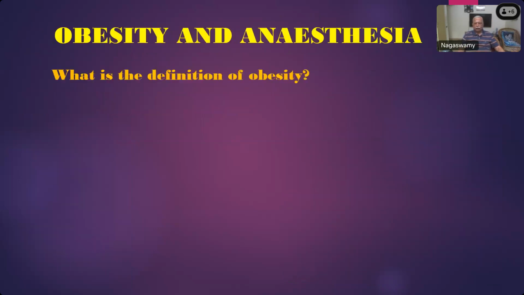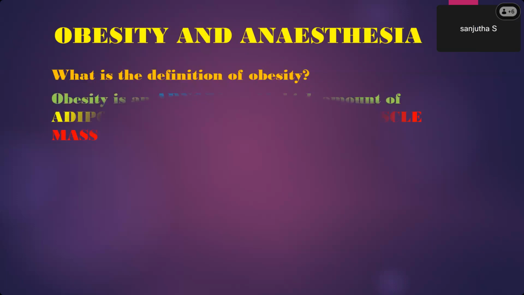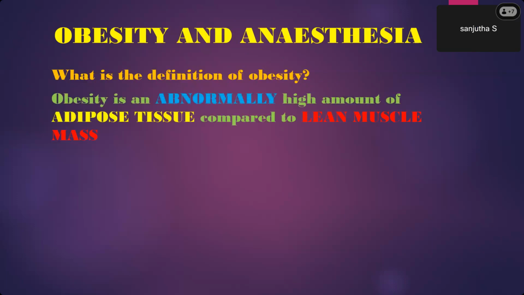Okay, so whenever you have a patient like this, what is the definition of obesity, first of all? You should all know the definition of obesity. How do you define a patient as obese? Percent of excess body weight for the age, gender, and height, and also the BMI. High amount of adipose tissue compared with lean muscle, body lean mass. Very good. That is the correct definition. Obesity is abnormally high amount of adipose tissue compared to the lean muscle mass.